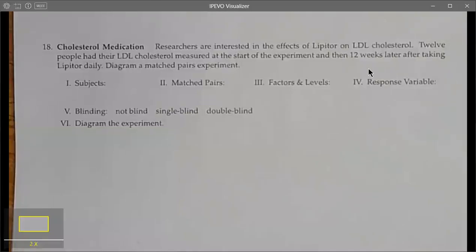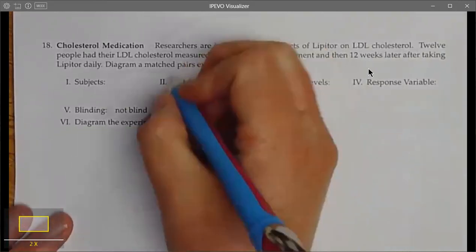Let's look at our first type of matched pairs design. So this is for cholesterol medication. Researchers are interested in the effects of Lipitor on LDL cholesterol. 12 people had their LDL cholesterol measured at the start of the experiment and then 12 weeks later after taking Lipitor daily. Right, so this type of matched pairs is a before and after.